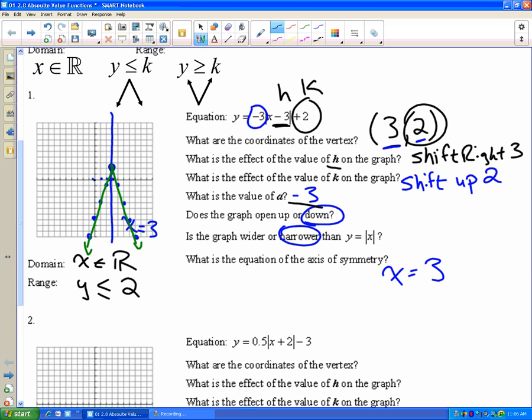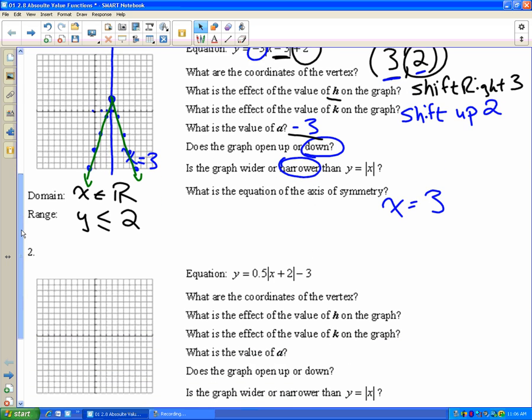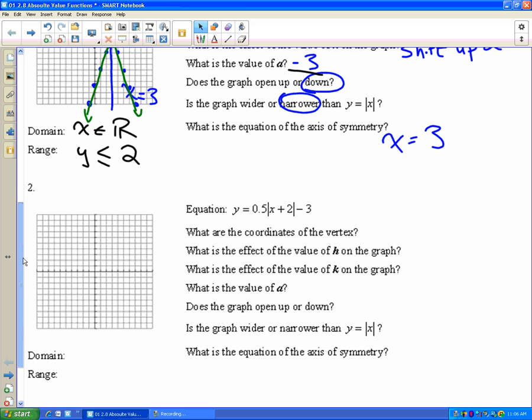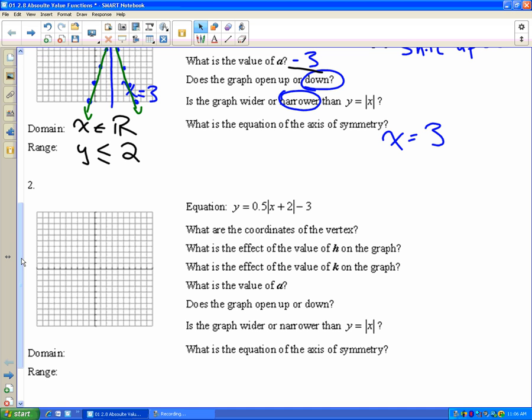So that's my domain, that's my range, that's my graph, that's my vertex, axis of symmetry. I have it all there. That's how I graph one of these, by just looking at the equation. Let's look at this equation. Number 2: y equals 0.5 times the absolute value of x plus 2, minus 3.